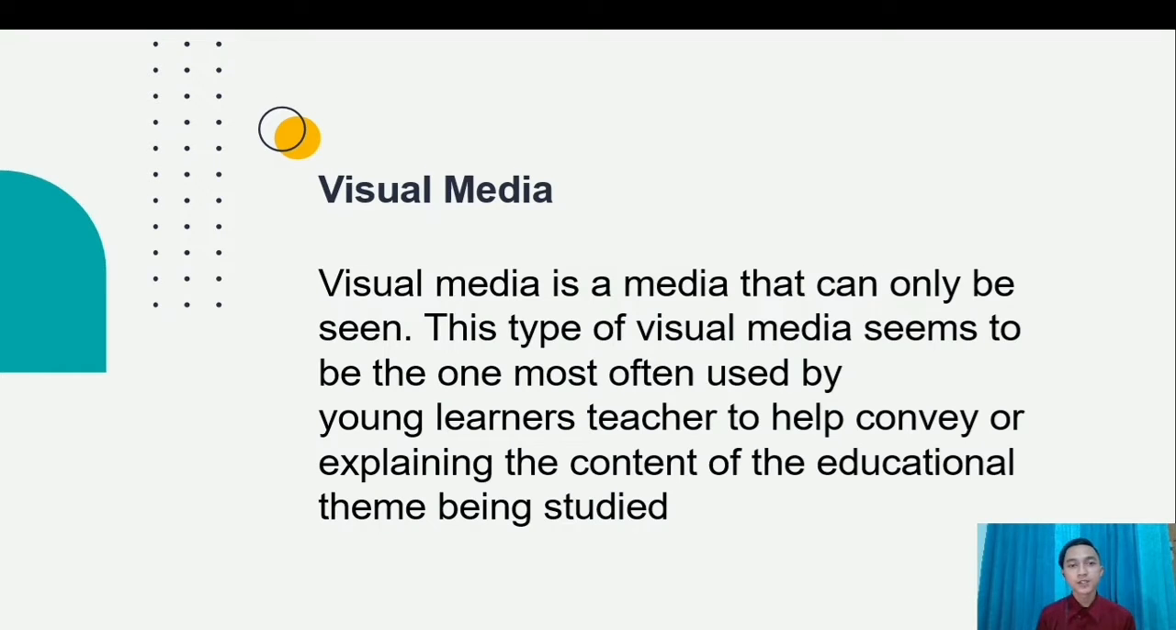The first topic is visual media. We have to know what is visual media. The meaning of visual media is a media that can only be seen. This type of visual media seems to be the one most often used by young learners teachers to help convey or explain the content of the educational theme being studied.